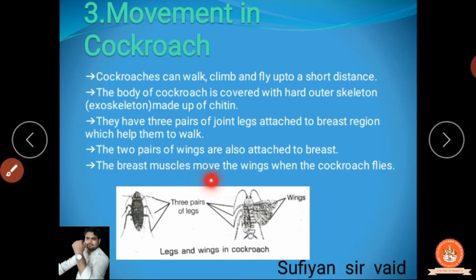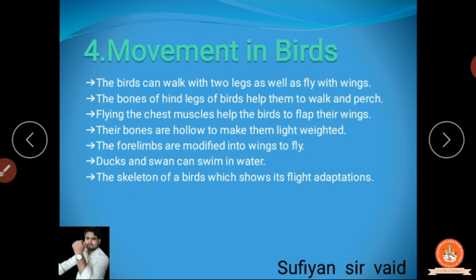The breast muscle moves the wings when the cockroach flies. So when the cockroach is flying, at that time the breast muscle is moving. Obviously, without the movement of the muscle, it is not possible to fly, or we can say to walk.